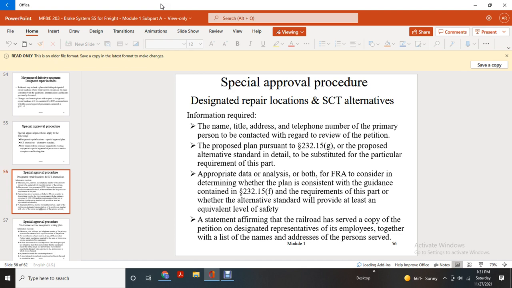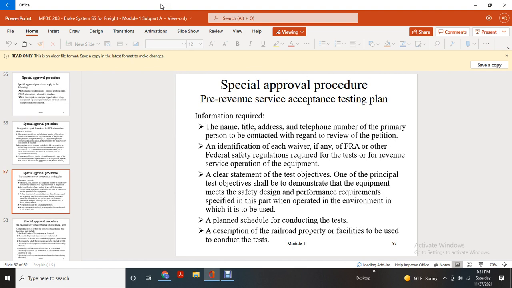Determining whether the part is consistent with the guidance for the containing of the 232.15(f) requirements of this part, the alternative will provide at least an equivalent level of safety. A statement affirming the service of a copy of the petition to the designated representative of the employees, with a list of the name and address of the person served.